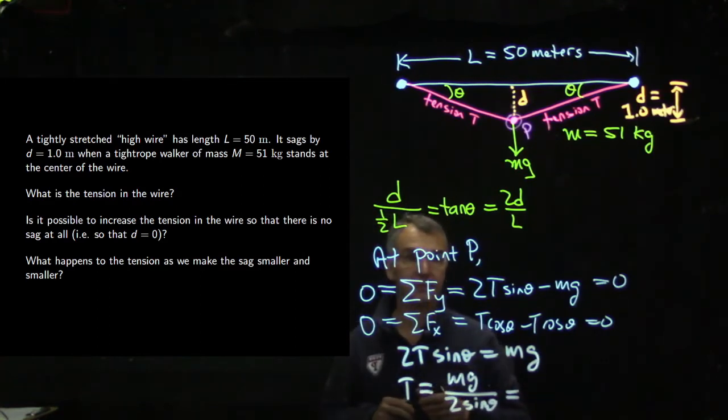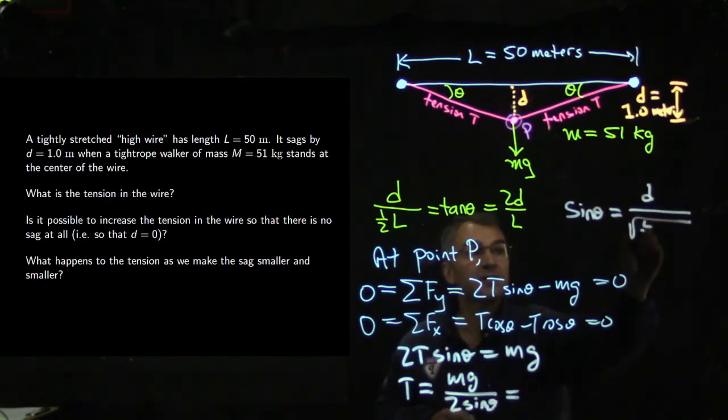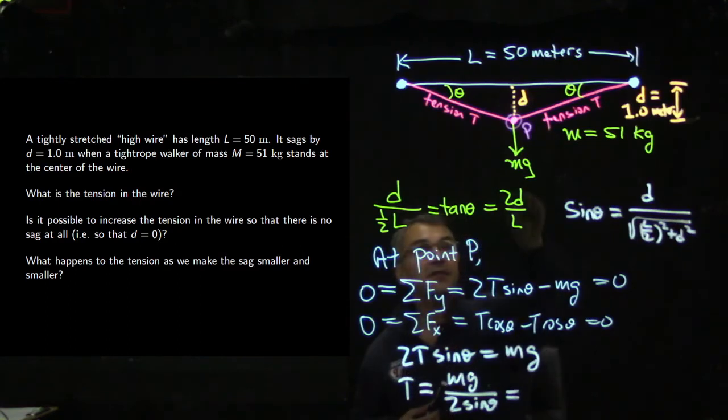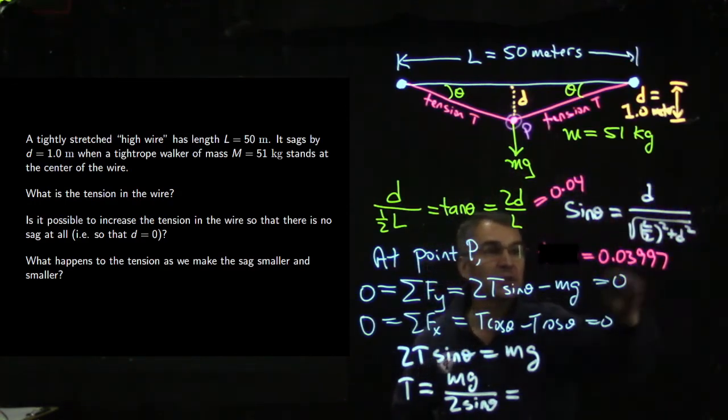Oh, and what is sine theta? Well, actually, sine theta is d over the square root of (L over 2) squared plus d squared. And actually, for an angle this small, sine theta and tan theta are not very different. We can work it out exactly. I claim that sine theta and tan theta are very similar. So tan theta is 2 over 50, which is 1 over 25, which is 0.04. Let's see what sine theta is. Plugging in numbers, we got tan theta is 0.04 and sine theta is 0.03997, which is not very different from 0.04. So really, sine theta and tan theta are pretty similar.